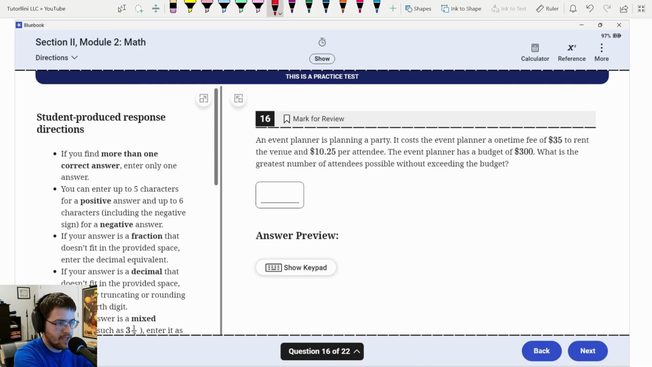Okay, question 16. This is very similar to a problem at the beginning of the module that we did. It's just a little bit harder because it's student-produced response. There's no answer choices. So we have 10.25 per attendee. But if I call X the number of attendees, the amount she spends on those attendees is 10.25X. Hopefully that makes logical sense, making X the number of attendees, because the question asks us about that, right? So we'll call that X.